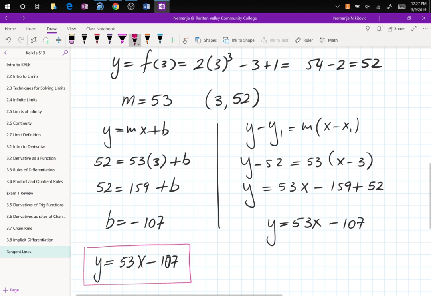So whatever method makes you smile, right? This is a math class. Your happiness is our primary concern. Whatever method from algebra makes you happy, use that method. You don't have to use both, right? But this is the procedure to find the tangent line.